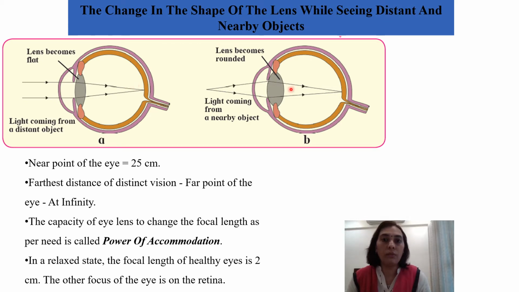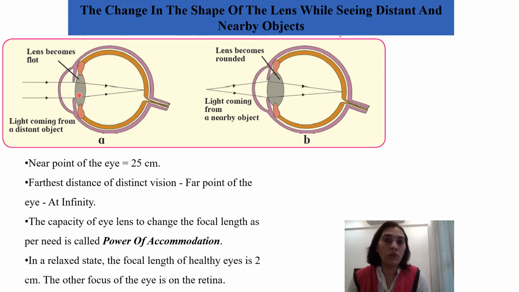Now these are the two eyeballs which have been shown here, A and B. The first figure tells us about the shape of the lens when we are viewing a distant object, whereas figure B tells us about the change in the shape of the lens when we are viewing a nearby object. If we observe, whenever we are viewing a distant object, the light coming from it is always parallel. So two parallel rays of incident light have been shown.